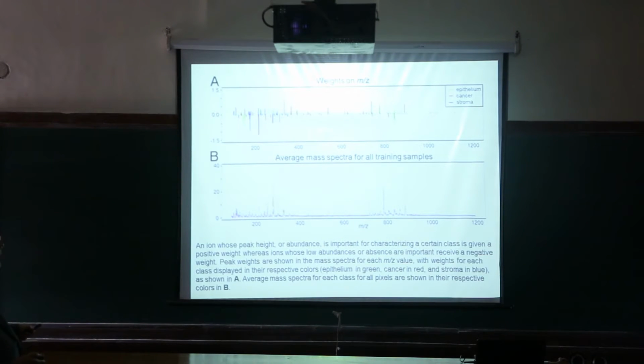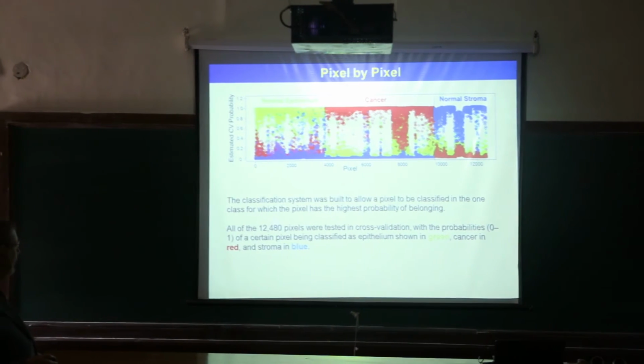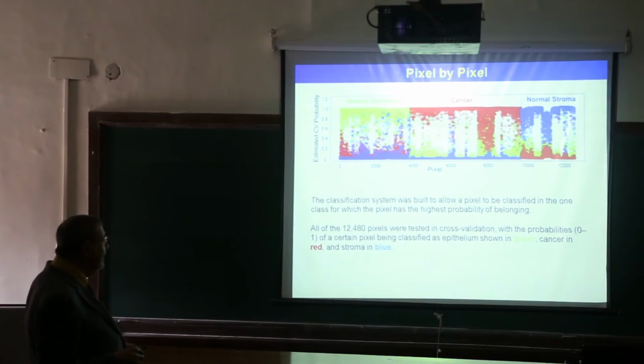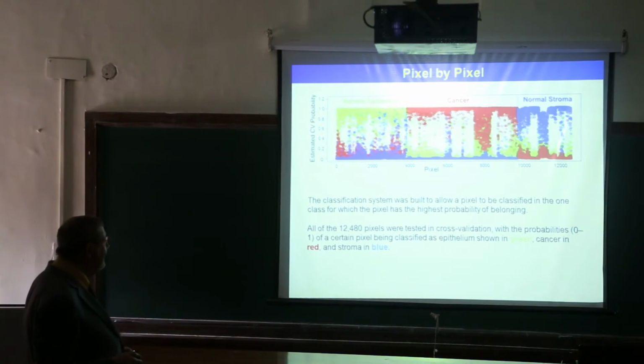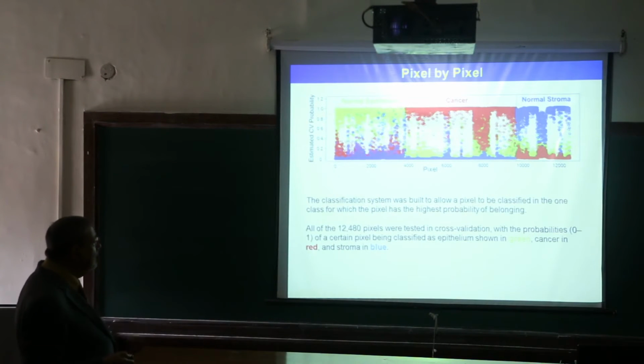And I'm showing you in green, which is epithelium, which is cancer, with stroma. And we get a sense of this. And we can actually then do this pixel by pixel as to how well it works. And so the classification system was built to allow a pixel to be classified in one class for which the pixel has the highest probability of belonging. And all 12,480 pixels were tested in cross-validation. We read some things out with probabilities of a certain pixel being classified as shown in green, cancer in red, and stroma in blue. I'm showing you the nature of this.